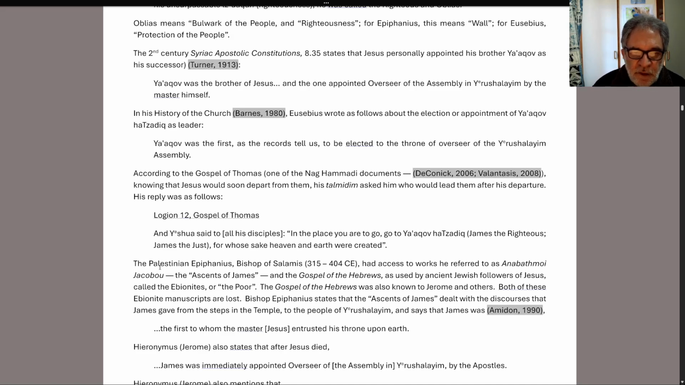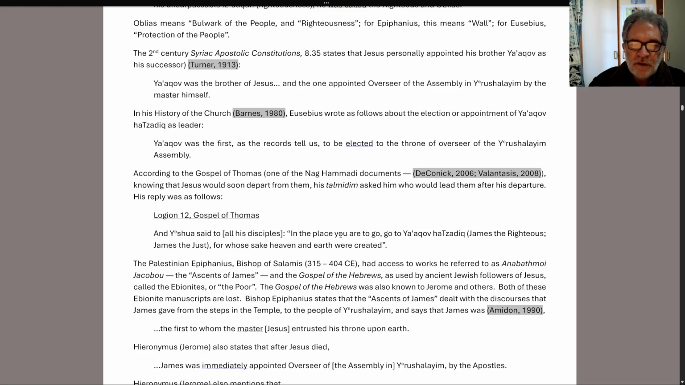Both of these Ebionite manuscripts are now lost, but we do have fragments of them extant in quotations by other authors. Bishop Epiphanius states that the Ascents of James dealt with the discourses that James gave from the steps of the temple to the people of Jerusalem, and says that James was the first to whom the Master, in other words Jesus, entrusted his throne on earth.